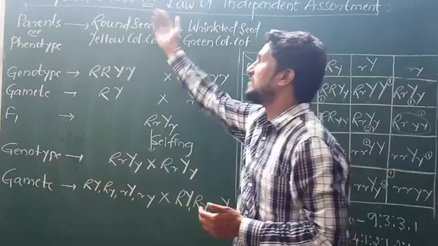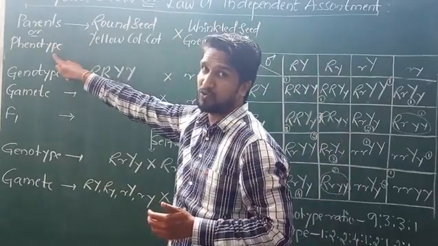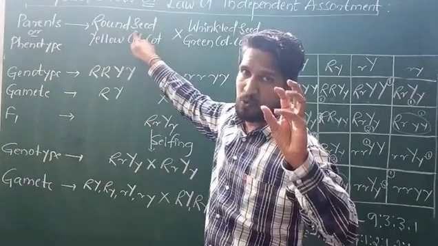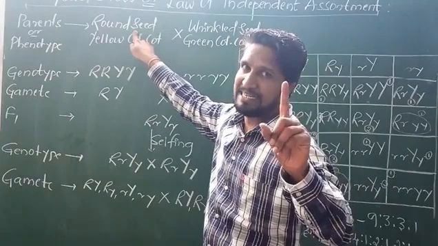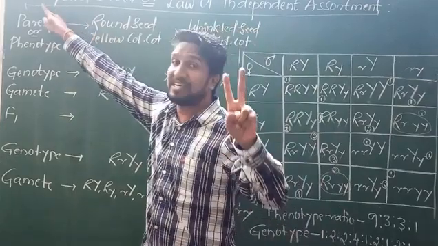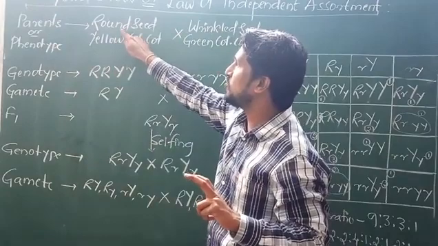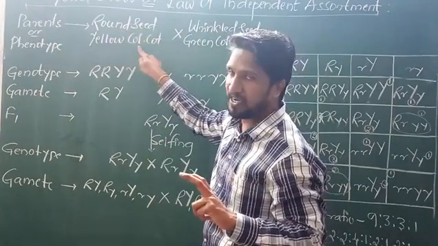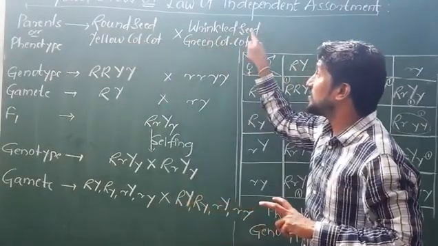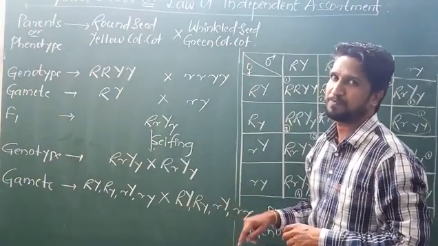Here Mendel selected the appearance, which is considered the phenotype. The appearances are round seed, which is one character, and yellow color cotyledon, which is the second character. So we consider it a dihybrid. Two characters were there: round seed and yellow color cotyledon, which is of a homozygous condition, and wrinkled seed with green color cotyledon, which is the other homozygous condition.